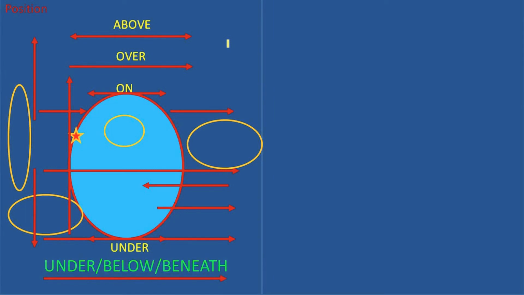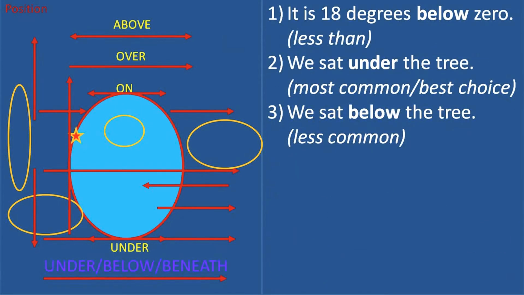Sometimes someone questions, under or below, what will be correct? Actually they are synonymous and we use both. So I wanted to make it clear here. I have set some examples, just follow it. It is 18 degrees below zero. If we use something comparatively less, that time we should use below.